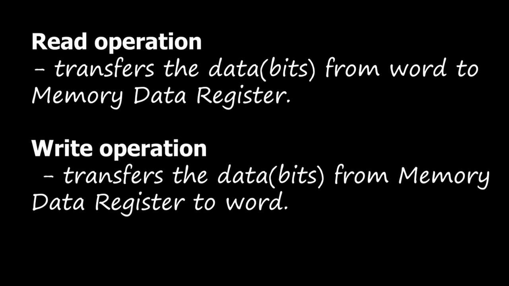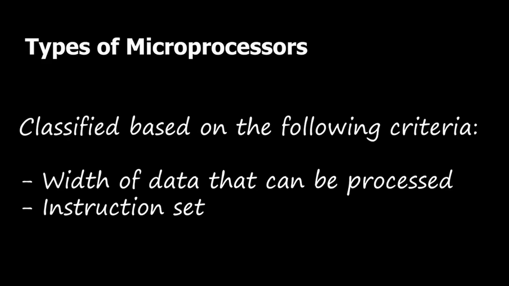Next, we are going to see about the types of microprocessor. This classification of microprocessor will be based on two criteria. One is the width of the data that can be processed. A microprocessor will have a limit, that this much width of data only can be processed. That is the first criteria. And the next one is the instruction set.